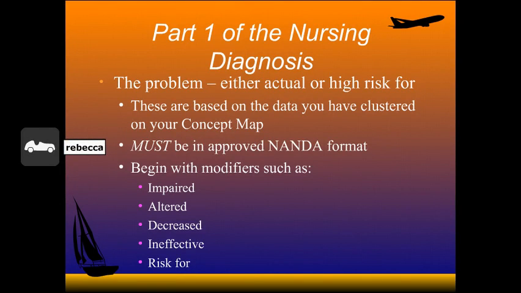Let's take another look at the 3 parts of the nursing diagnosis. The first is the problem. It's either an actual problem or your patient has a high risk for it. These are based on the data that you've clustered on your concept map. You're going to have subjective and objective data in your boxes on your map. Remember that the problem must be in approved NANDA format. Oftentimes it will begin with modifiers such as impaired, altered, decreased, ineffective, or risk for.